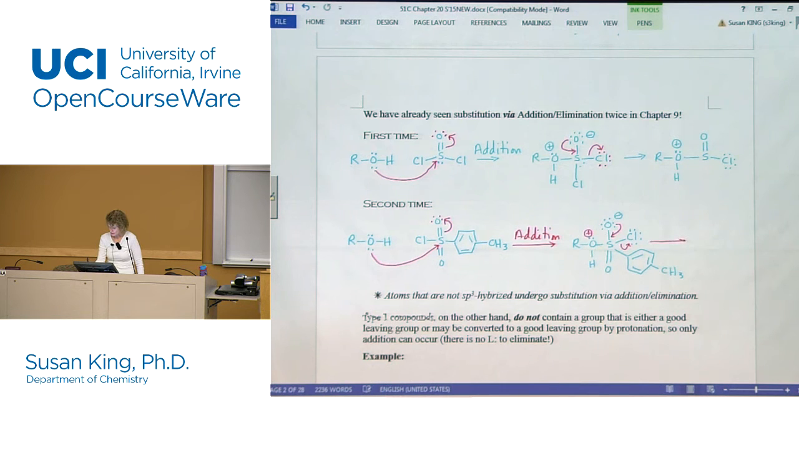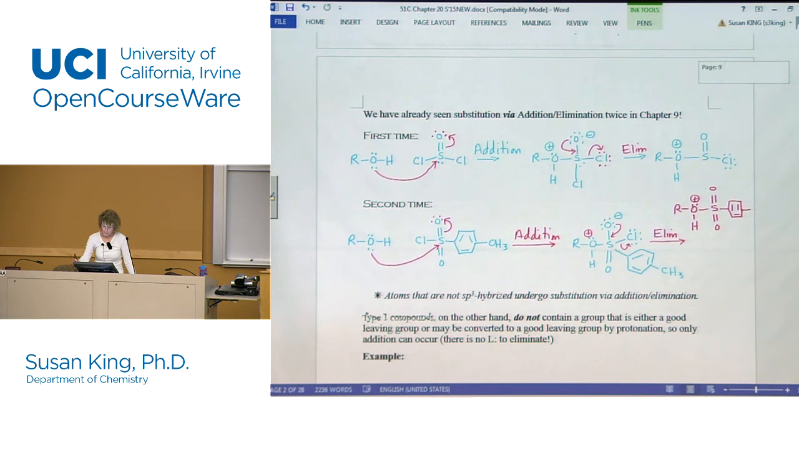All right, so that second step, of course, is elimination. So let's label that. I need to go back and label this up here. Elimination, and what do we get? Overall substitution. So same idea here. Atoms that are not sp3 hybridized undergo substitution via addition-elimination. Okay, so that's the take-home point here.